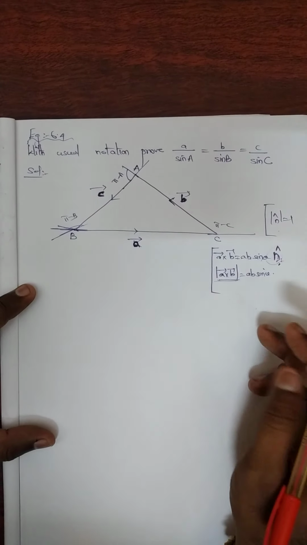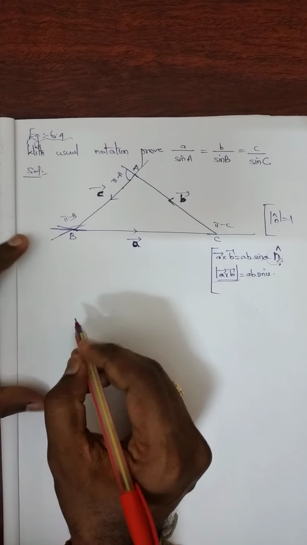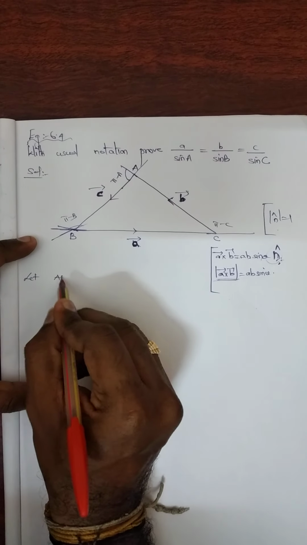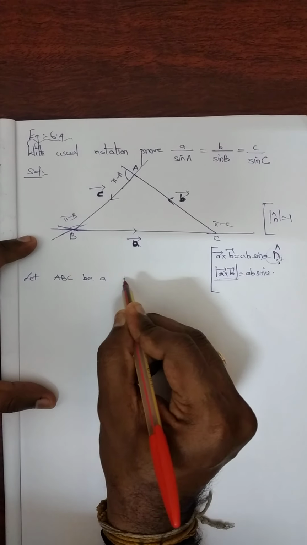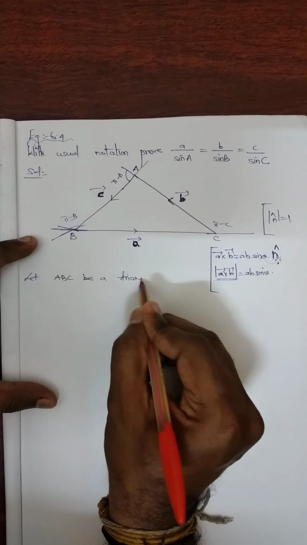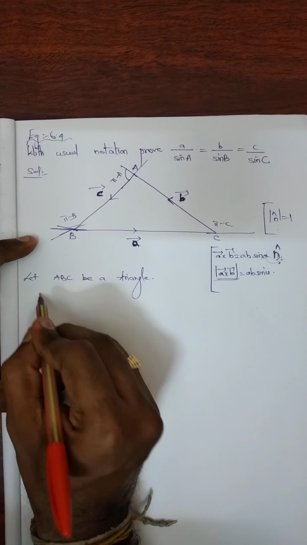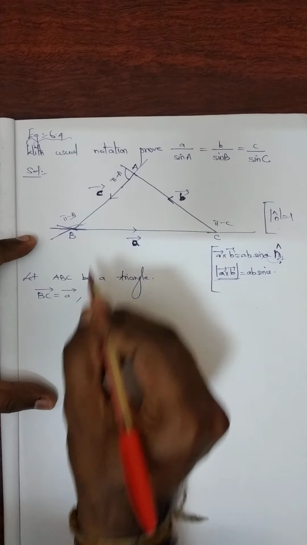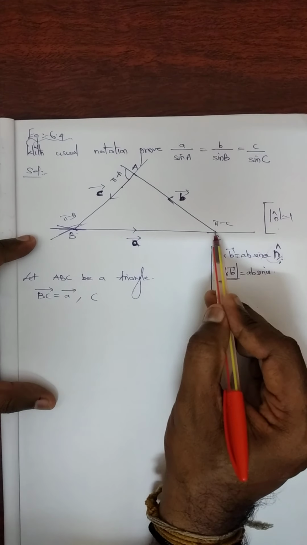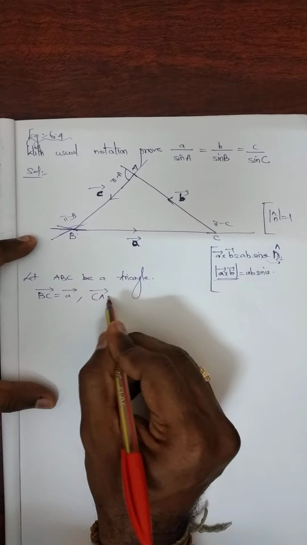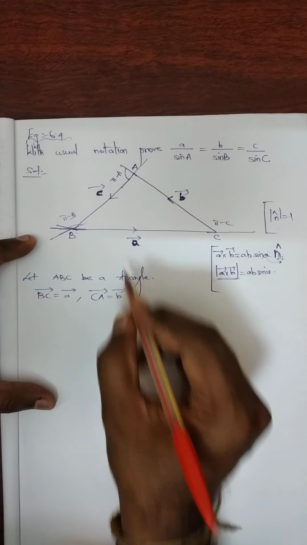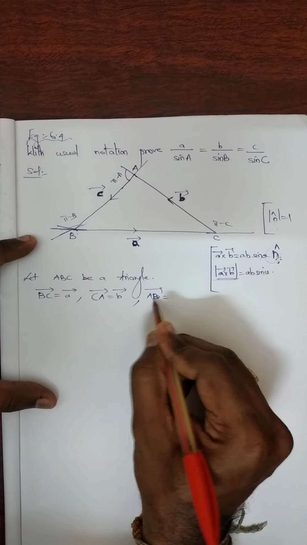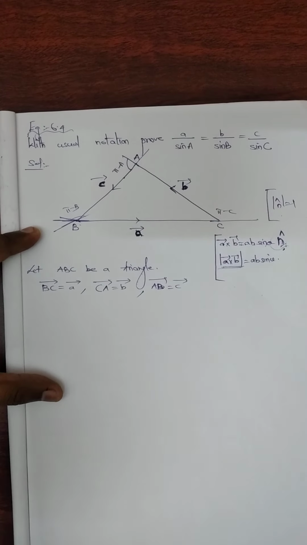So you know the property of triangles. Before moving to this, let ABC be a triangle. Here BC vector is equal to A vector, CA vector is B vector, AB vector is equal to C vector.